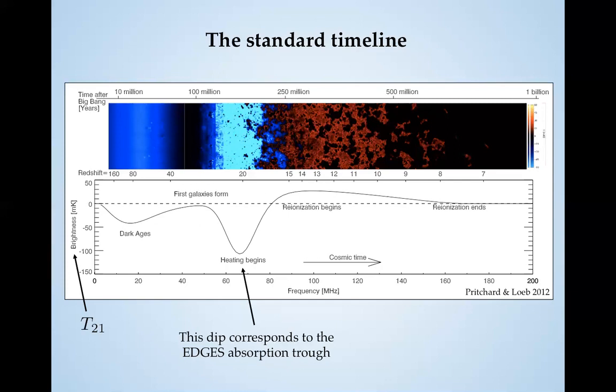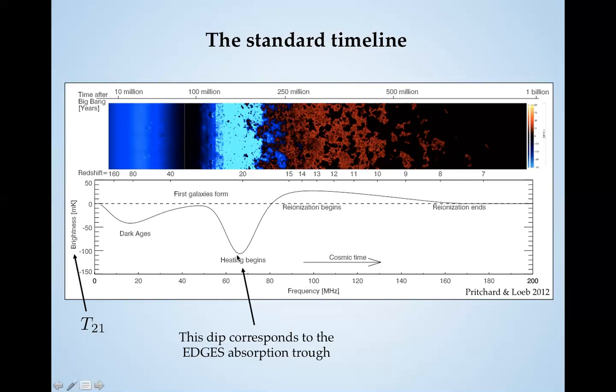This dip is appearing because stars are injecting Lyman alpha photons that are indirectly coupling hydrogen atoms to one another. Basically, photons are bouncing around from atom to atom. And that drives the spin temperature away from the background radiation temperature and toward the much colder hydrogen gas temperature. So what I'm describing now is called the Wouthuysen-Field effect.